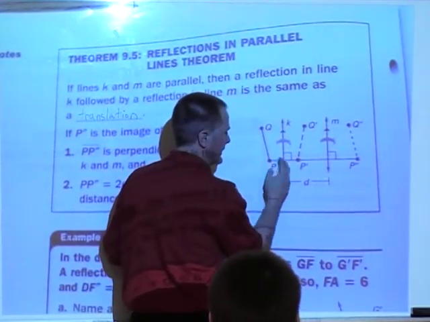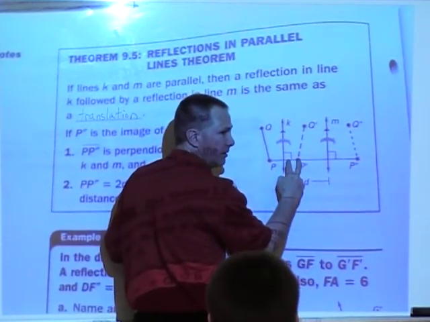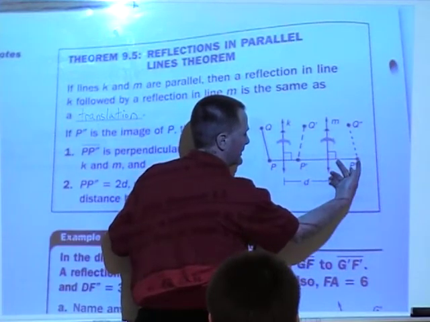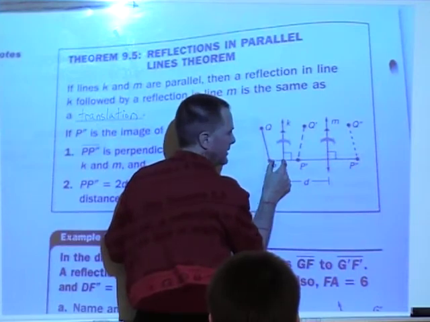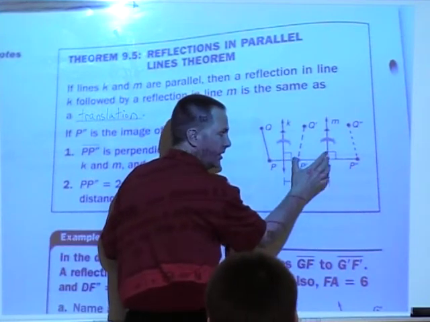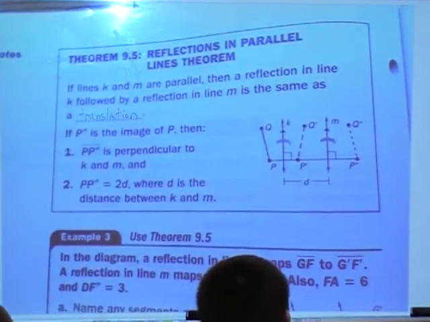That's it. Now watch. This is why. I reflected this over here, so these two are the same, right? And I reflected this to here. These two are the same. So this plus this is equal to that. That's why it's twice the distance. Okay, let's look at example 3.